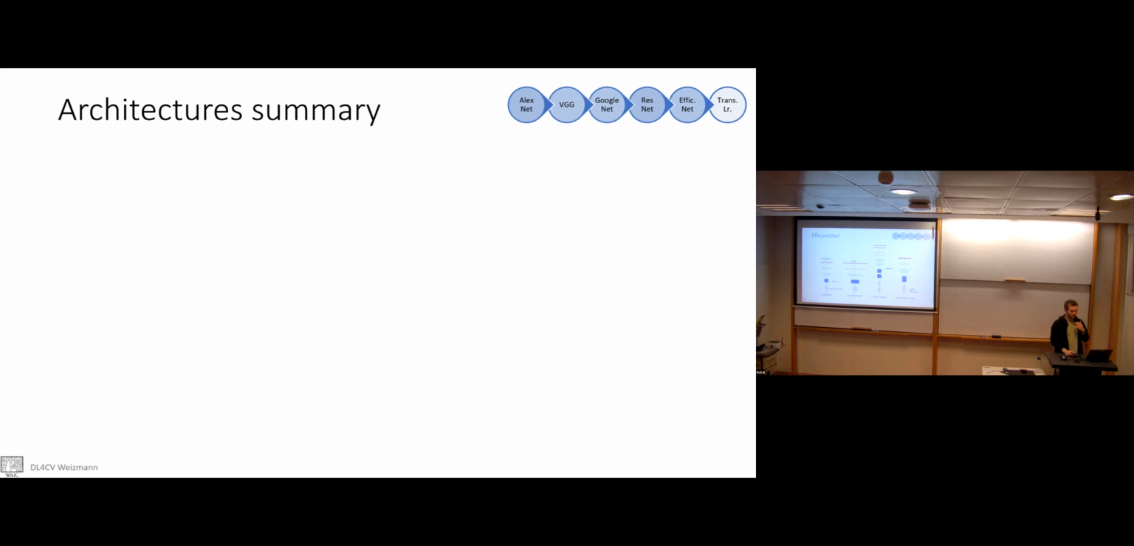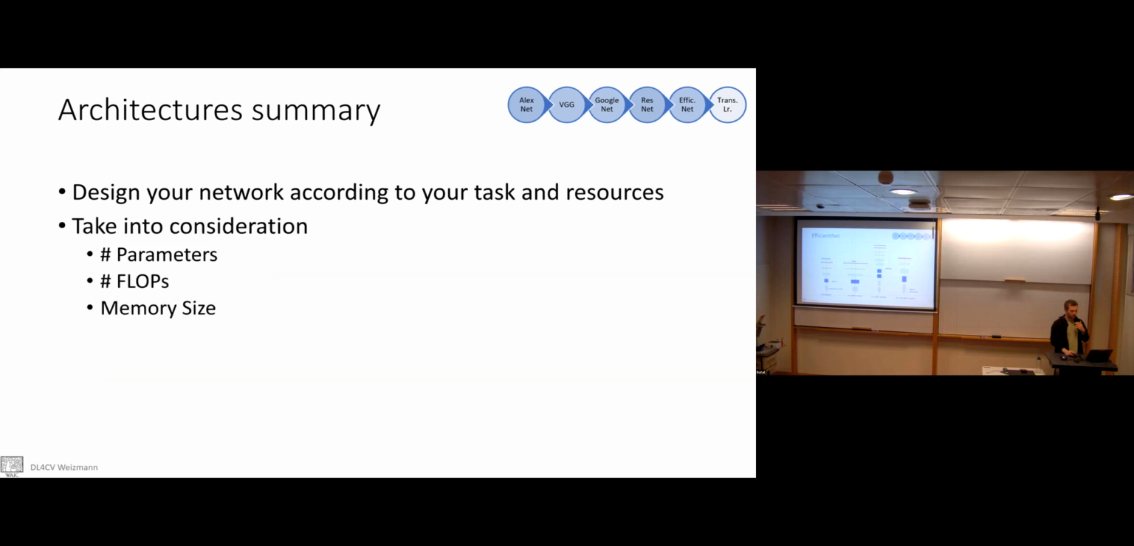So let's sum up what we learned today. You need to design your network according to task and resources, and you need to pay attention to parameters, floating point operations, and the memory size that you're using. So like how much memory your network requires to run on a specific GPU. Use skip connections because they help to train your network.